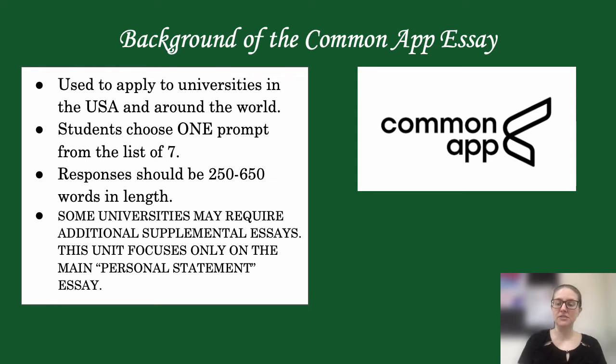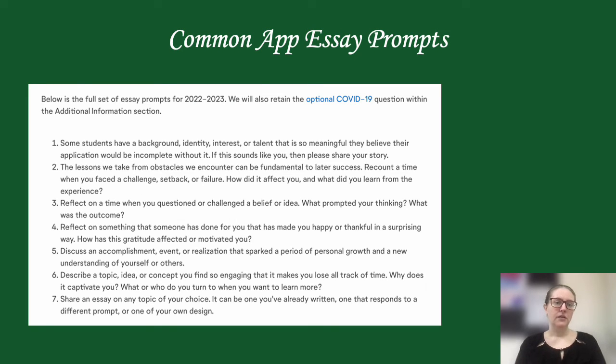So let's go take a look at those 7 prompts that I was talking about. You can see that you can write about a pretty broad spectrum of things. The first question says some students have a background, identity, interest, or talent that is so meaningful they believe their application would be incomplete without it. If this sounds like you, then please share your story. Now, please do make sure that if you write this essay that the background, identity, interest, or talent that you're writing about is pretty unique. Being good at basketball, probably not very unique. Playing as a female on a national team for a predominantly male sport, maybe a little bit more unique.